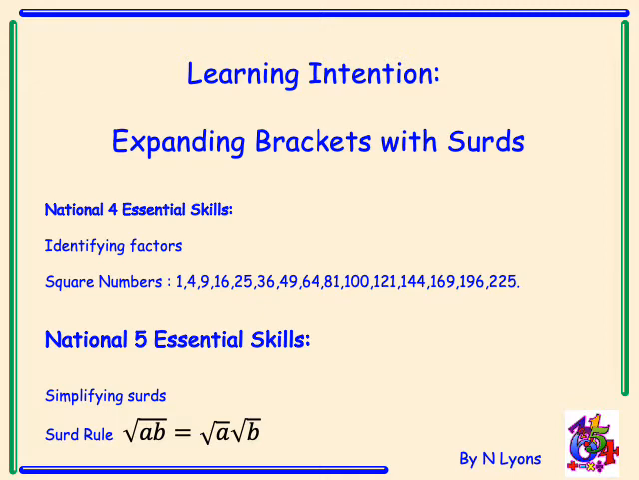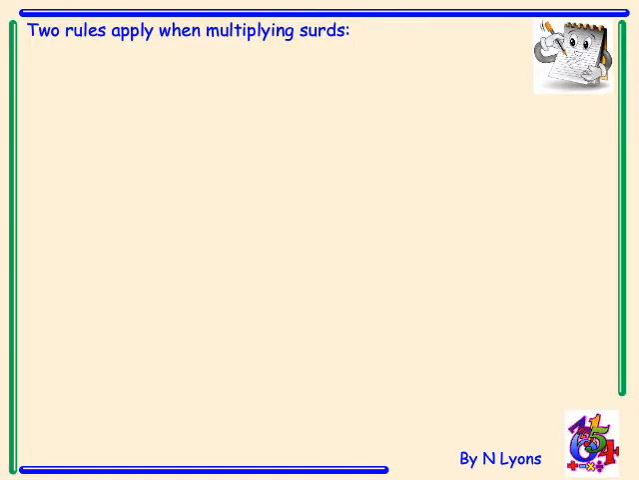square root of AB is equal to the square root of A times the square root of B, or vice versa, the square root of A times the square root of B is the square root of AB. Two rules apply when multiplying surds.